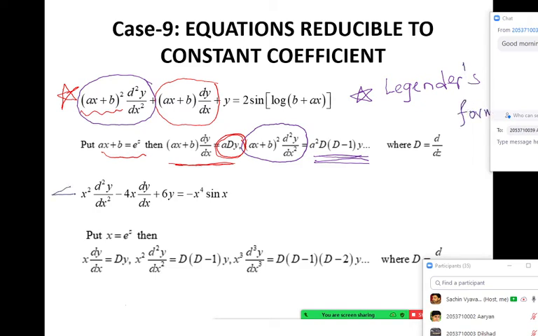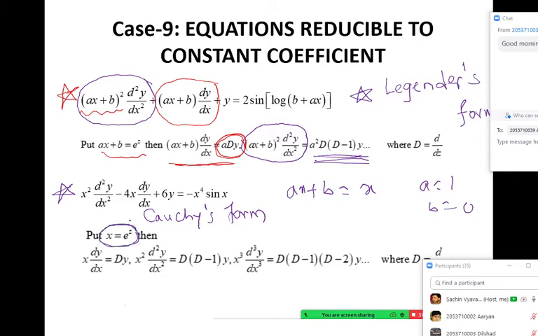Now this second equation that you are observing here is actually a particular case of Legendre's form where ax plus b is nothing but only x. So indirectly, a is 1 and b is 0. When a is 1 and b is 0, the Legendre form is converted to Cauchy's form. So both are the same. You just remember the Legendre form, and you can automatically get Cauchy's form also, because we have to do the same thing. Since ax plus b is only x, we replace x equal to e raised to z.